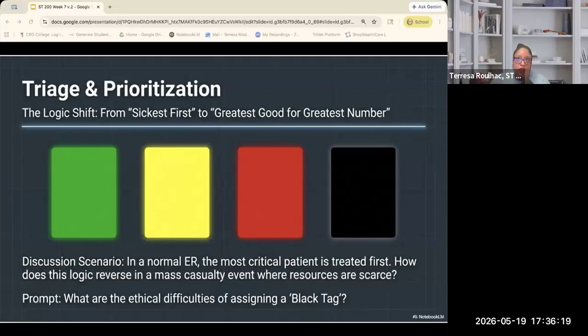In a normal emergency room setting, the sickest patient is treated first. That feels just morally correct, right? Like, okay, we're going to get that person in. But in mass casualty events, that logic changes. Why do you think that shift happens? Why are we not bringing in the sickest person first?